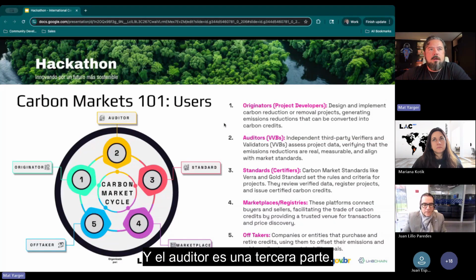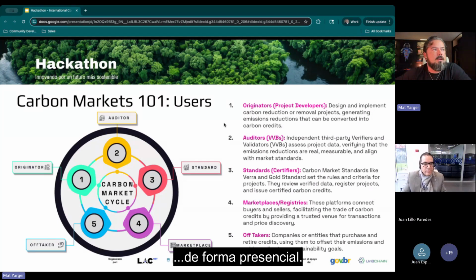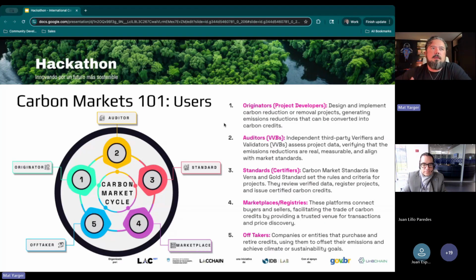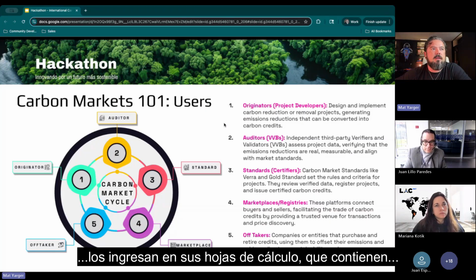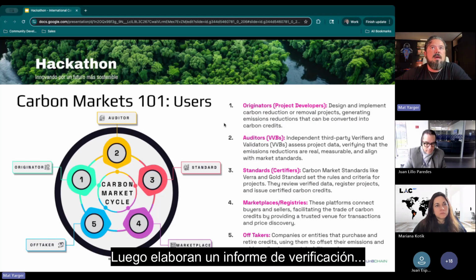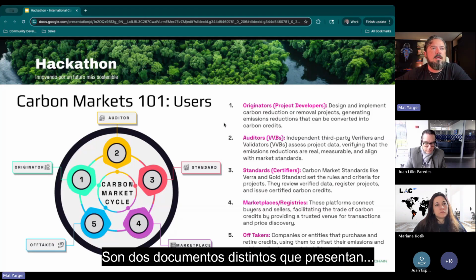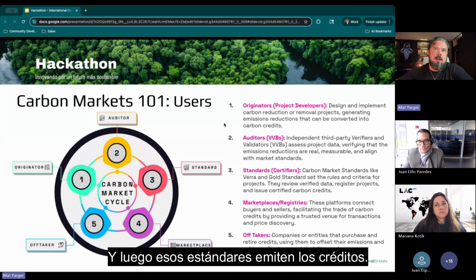And so the auditor is a third party. They come in and typically go to the facility in person. They look at the facility and understand what's happening. They collect data samples. They go back and they plug it into their spreadsheets, which have the math for the standard in them. And then they're able to calculate the emissions over a year. They then have a verification and a validation report. Those are two different things that they submit to the standard, be it Verra, Gold Standard, or otherwise. And then those standards issue the credits.